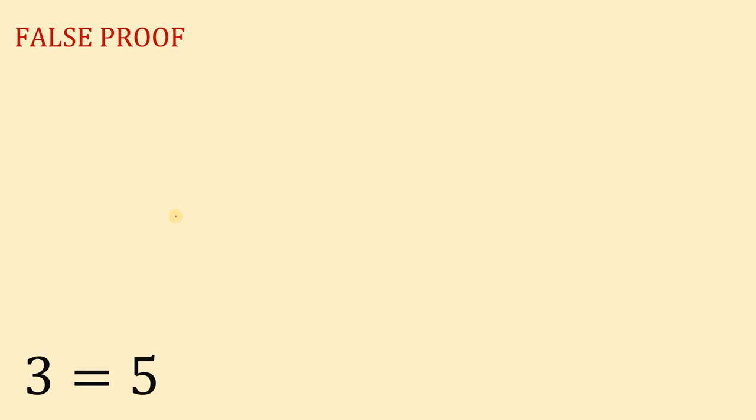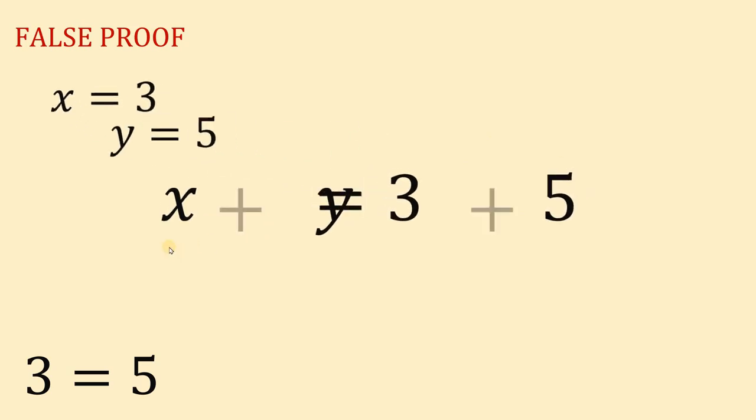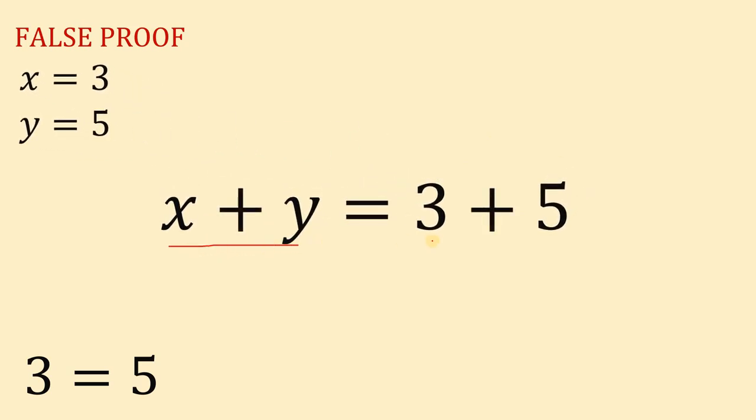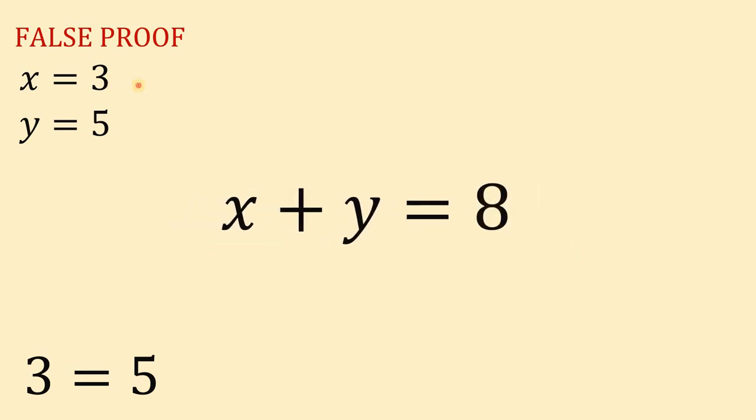To start our false proof, let's have x be equal to 3 and y equals 5. So now, let's add these two equations. If we do that, we get that x plus y must be equal to 3 plus 5, and 3 plus 5 must be equal to 8. Now again, take note that x must be equal to 3 and y must be equal to 5. We set this a while ago.